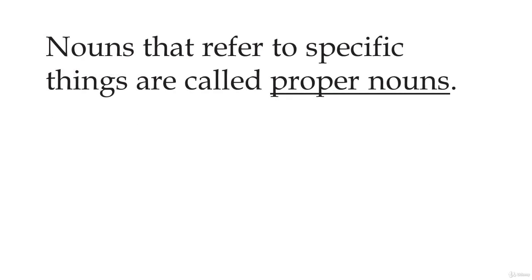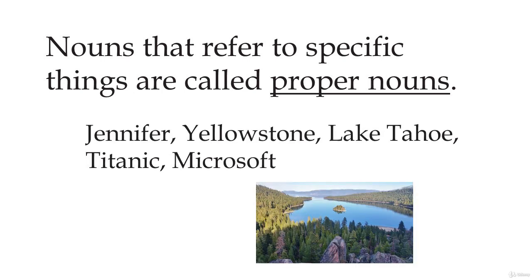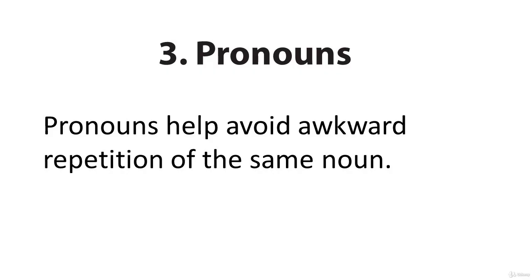So nouns that refer to specific things are called proper nouns. Something like Jennifer, a person, Yellowstone, a place, Lake Tahoe, Titanic, Microsoft. These are proper nouns. They refer to a specific thing that actually kind of has a name and identity. Okay, so the next part of speech is pronouns.